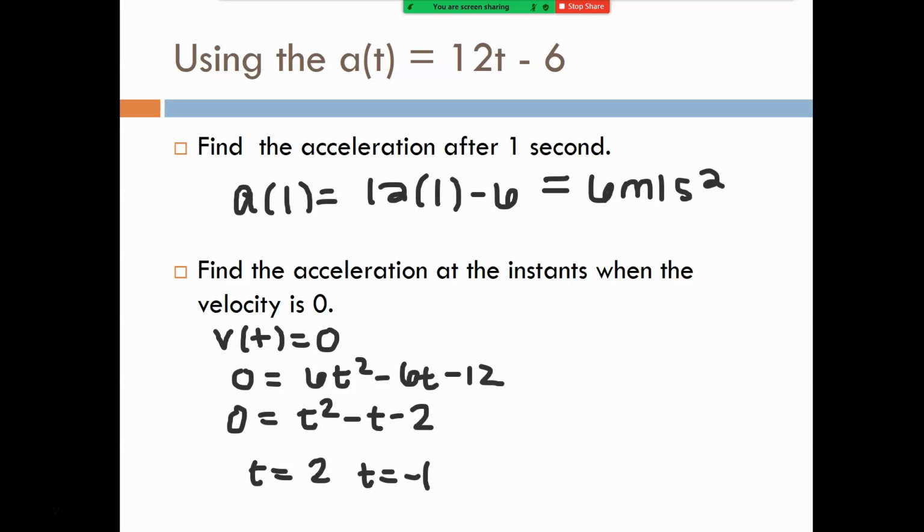But if you go back to the initial condition, the time cannot be negative because in real life, time can't be negative. So t of negative 1 did not matter. So to find the acceleration at the instance when velocity is 0, we are finding t of 2. So a of 2 was equal to 12 times 2 minus 6, or 18 meters per second squared.